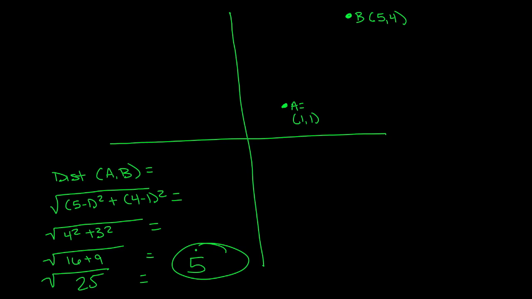So that means that the length of this line between A and B, let's draw it in, the length of that line is 5. It's 5 units apart that way, which is interesting, right? Because it's not true that you need to go 5 units in the x direction to get from A to B, or 5 units in the y direction, but you do need to go 5 units to get from A to B.